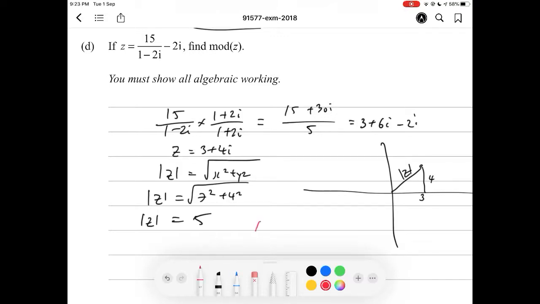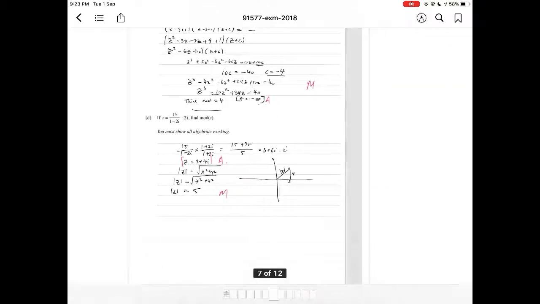And that's another merit question here. To get an achieved, we need to have a correct expression with a real denominator. So if we can get up to here, that was an achieved grade.